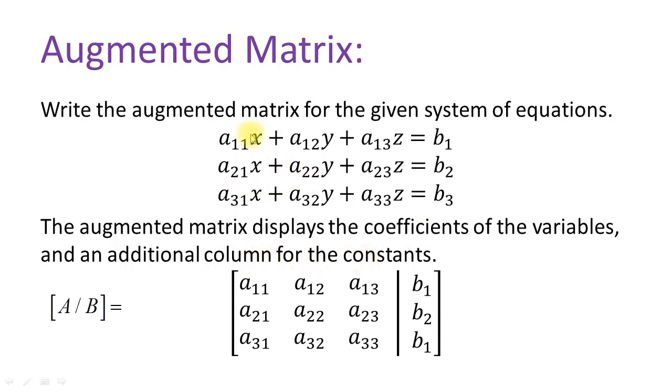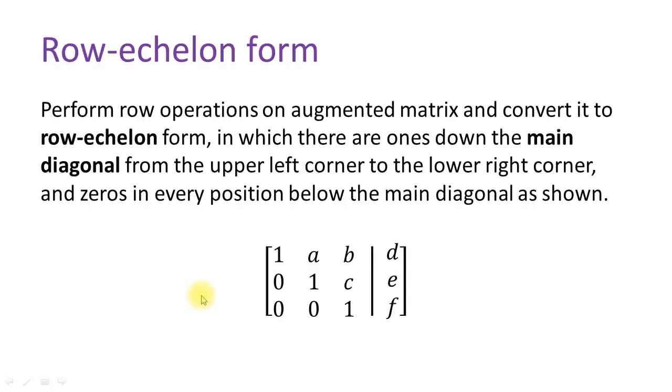Then take the augmented matrix from this matrix system. This is the augmented matrix. The augmented matrix displays the coefficients of the variables and an additional column for the constants. These are the constants of the equations which lie on the right hand sides of the system, and these are the coefficients. This is the coefficient matrix, and this is the matrix of constants. So combining these two matrices gives the augmented matrix.